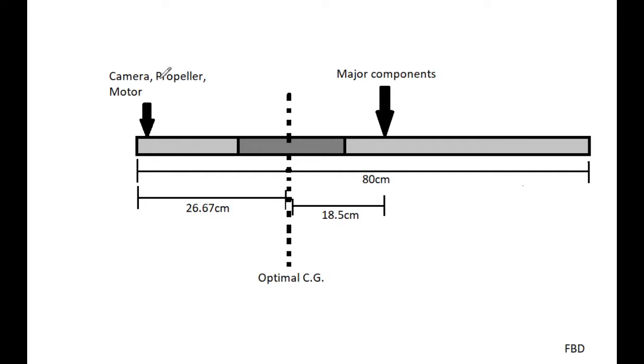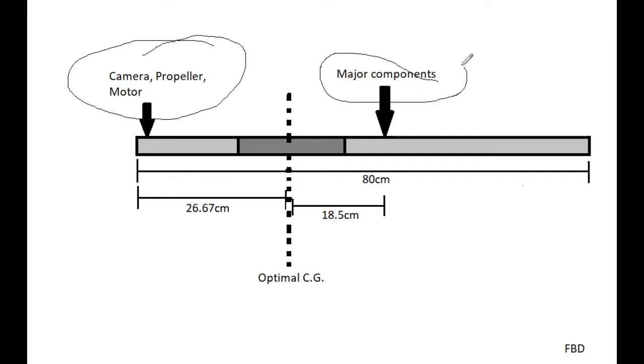For our camera, we have to place it in front due to the requirements, and for our propeller and motor, we have decided to place it in front due to our design of our plane. So then there will be a moment caused by these three components being placed at the front of the plane. So in order to counteract the moment caused by it, we have decided to place the major components about 18.5 cm away from the CG.